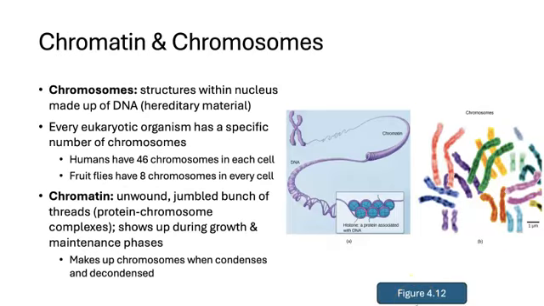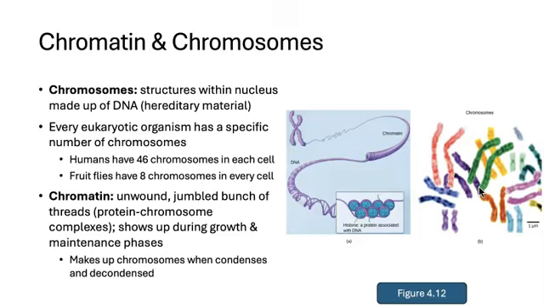So let's talk about chromatin and chromosomes just a little bit more so we understand the distinction. When we have chromosomes, these are structures in the nucleus that are made up of DNA, meaning it's hereditary material. And all of our eukaryotic organisms have a specific number of chromosomes. For instance, we have 46 chromosomes in each of our cells, whereas fruit flies only have 8 chromosomes in each of their cells. And to change the number of chromosomes for the organism will not be compatible with life.